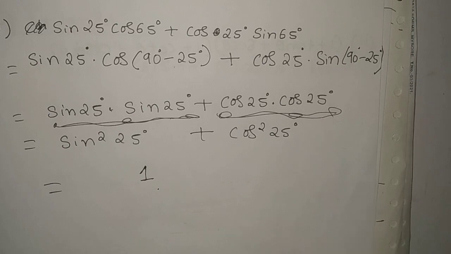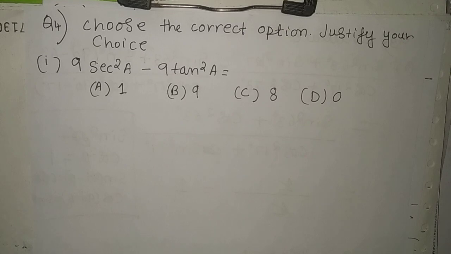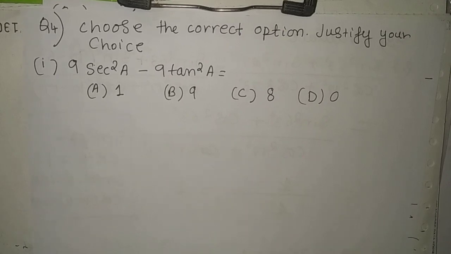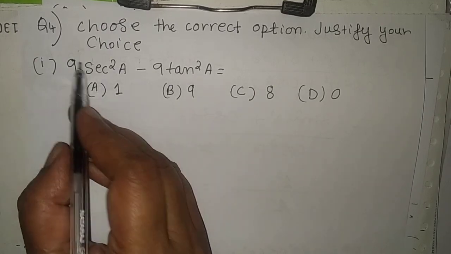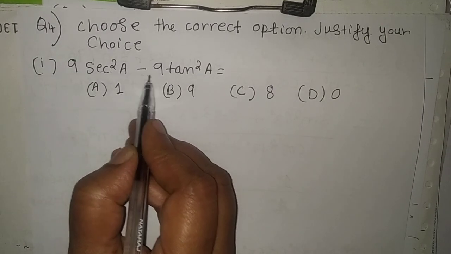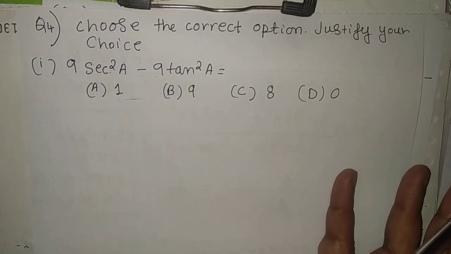So we move to question 4. Question 4: choose the correct option, justify your choice. So we have to justify it, and we'll see the first one. First one is 9 secant square A minus tan square A is equal to, and 4 options are given.